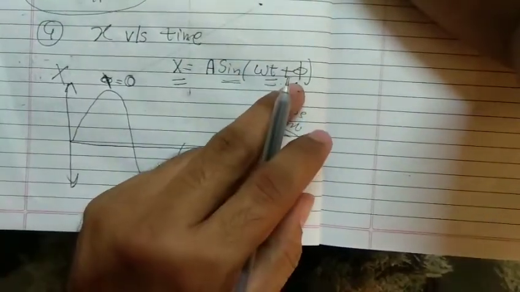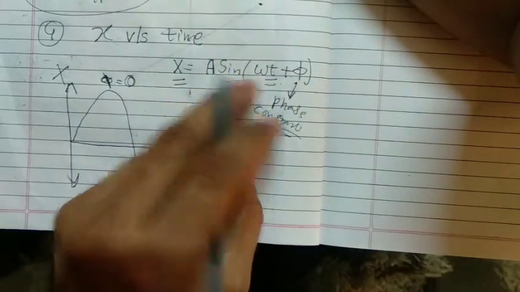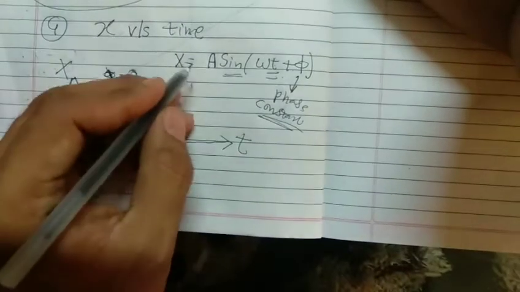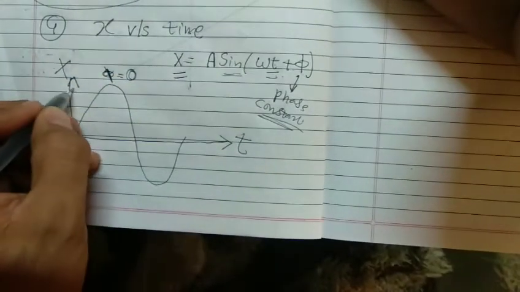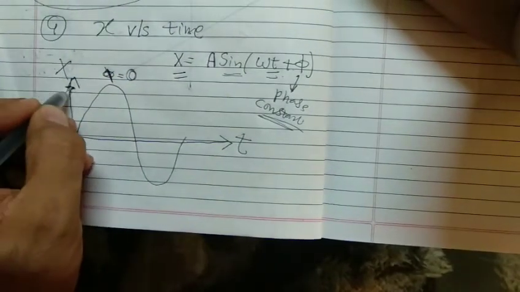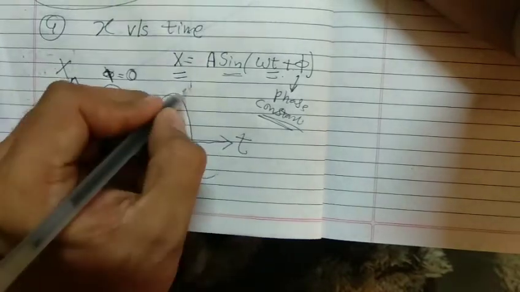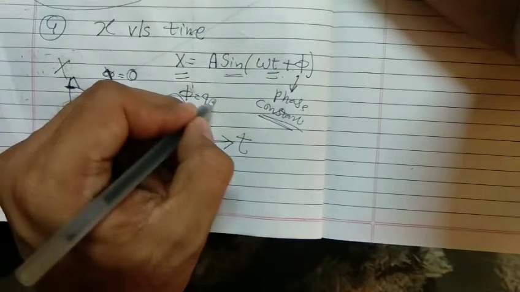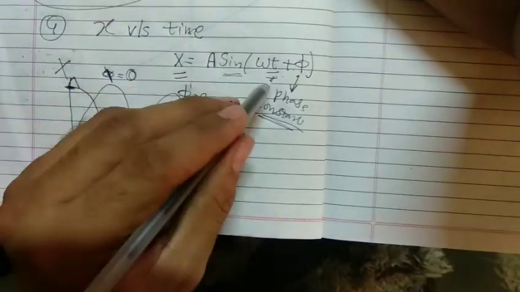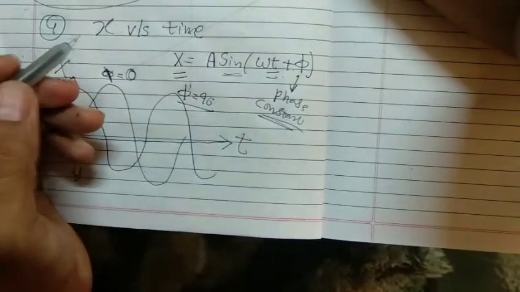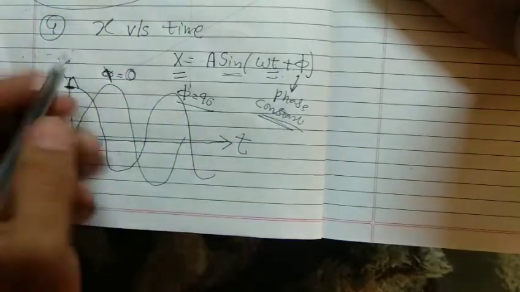Now phi angle can be 90 also. Suppose the phi angle is 90 degrees. So we get sine omega t plus 90, and it becomes cos. x equal to a cos omega t will come. And you know that the cos graph starts from the top and then follows this way. So this will be the graph if the phi angle is 90 degrees. But phi can be between 0 and 90 also.